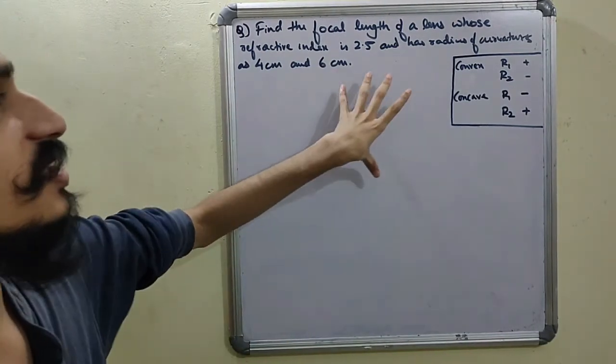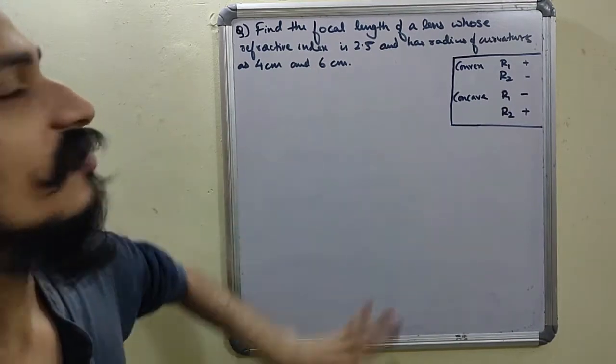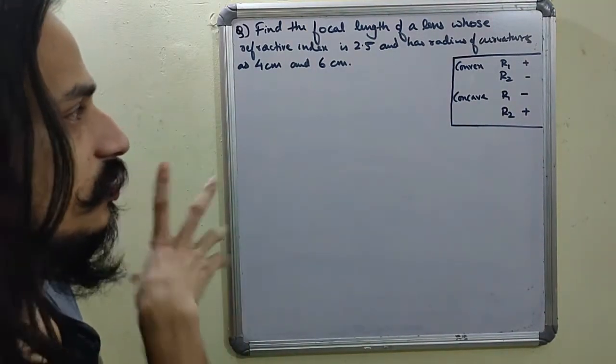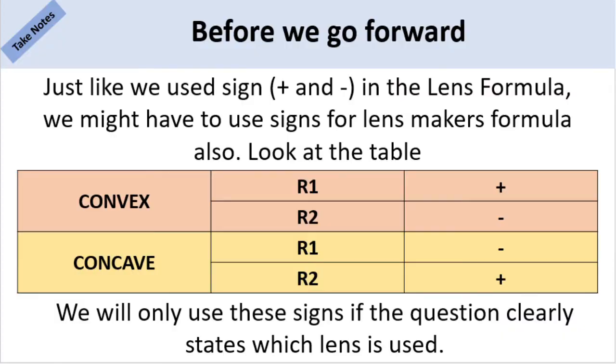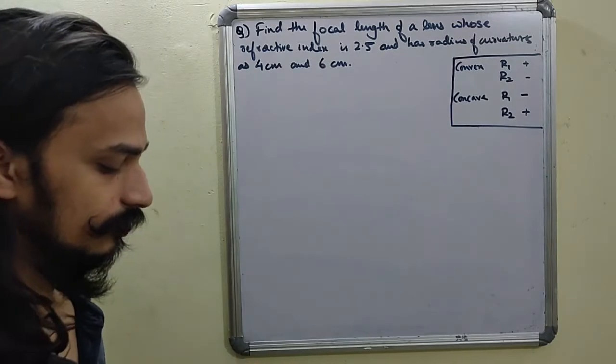Okay, they did not mention a lens, they directly gave you the values of the R, so you need to use them as it is. Cool. So let's begin.